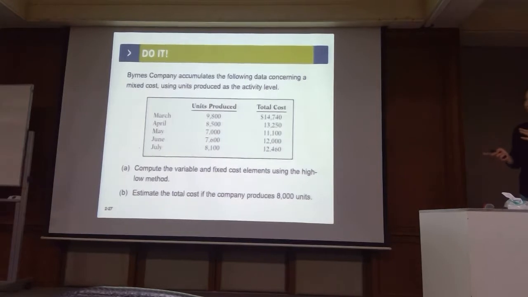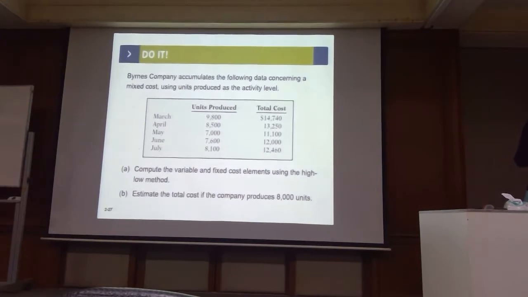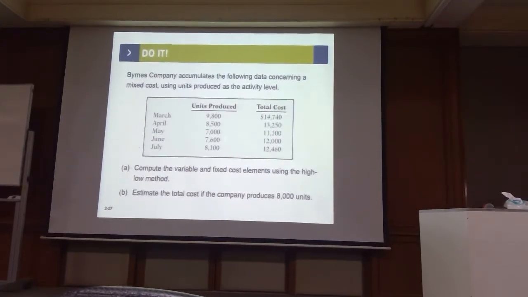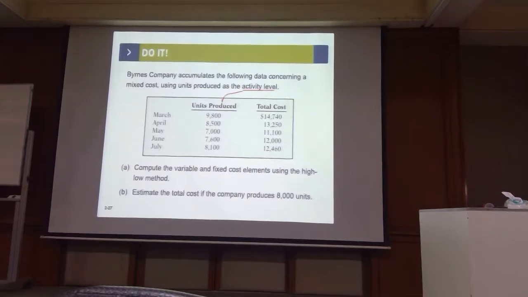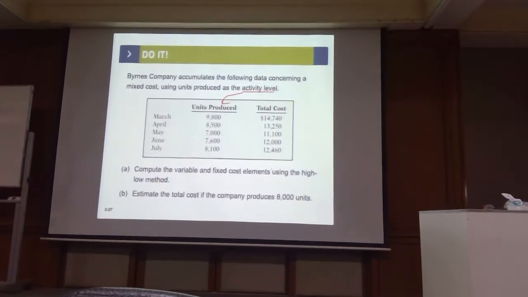And the small exercise here. So this company has information about some type of cost, okay? And it has information about the units produced. So the activity level here is units produced, okay? Let's see, if we see this kind of information, first we need to check whether it is variable or fixed or mixed, okay?